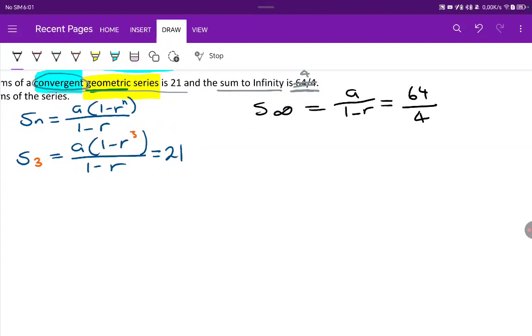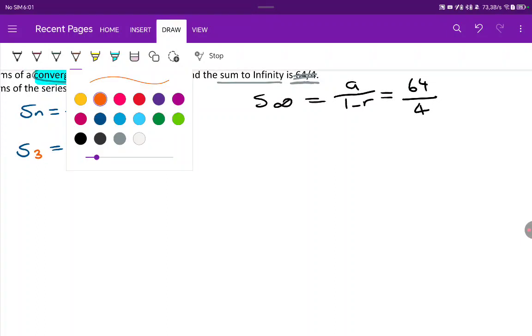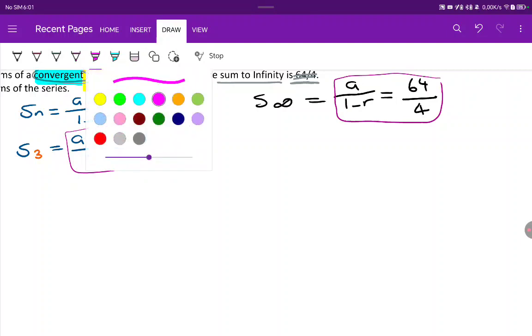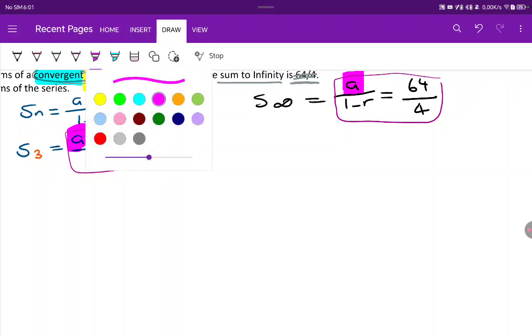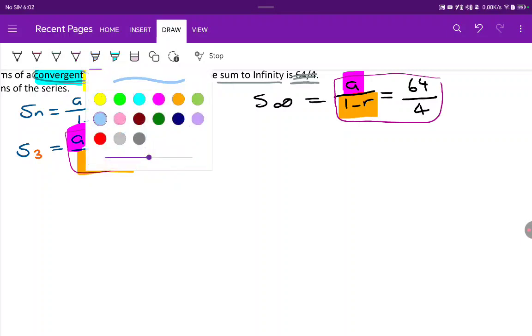Now, I want to do some form of magic, right? Not magic, mathematics. And what I want to obtain is similarity, because if I have things that are similar, I can get rid of them, right? So I'm going to base my decision on what to do on this one. There's not much movement I can do here, but can I manipulate this to look like that? So what am I looking for? I want a as a numerator. Yes, I got a as a numerator. In my denominator, I want 1 minus r. So what do I want to do? I want to get rid of this portion here.